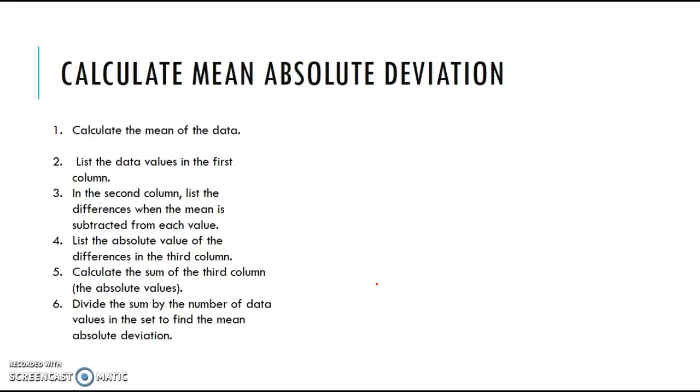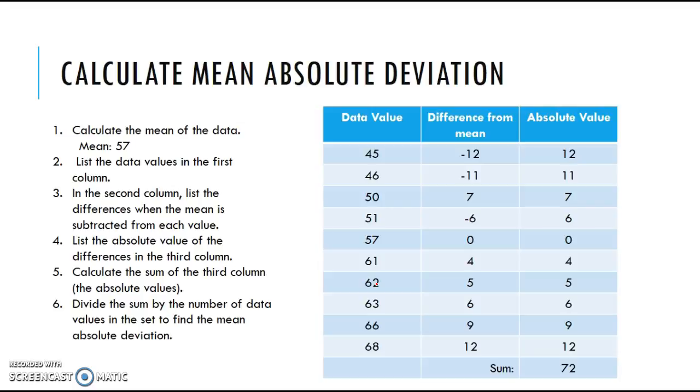So here are the steps for calculating mean absolute deviation. First, you calculate the mean of your data set. The mean in this case is 57. So here's all the data values. You list data values in the first column. Then we subtract the mean from each of the values. And so we've got some negative values and some positive values.